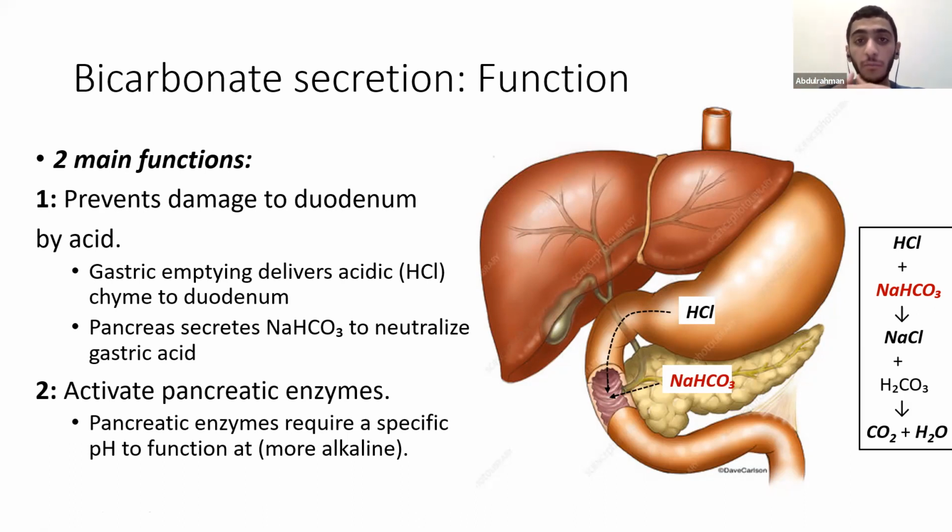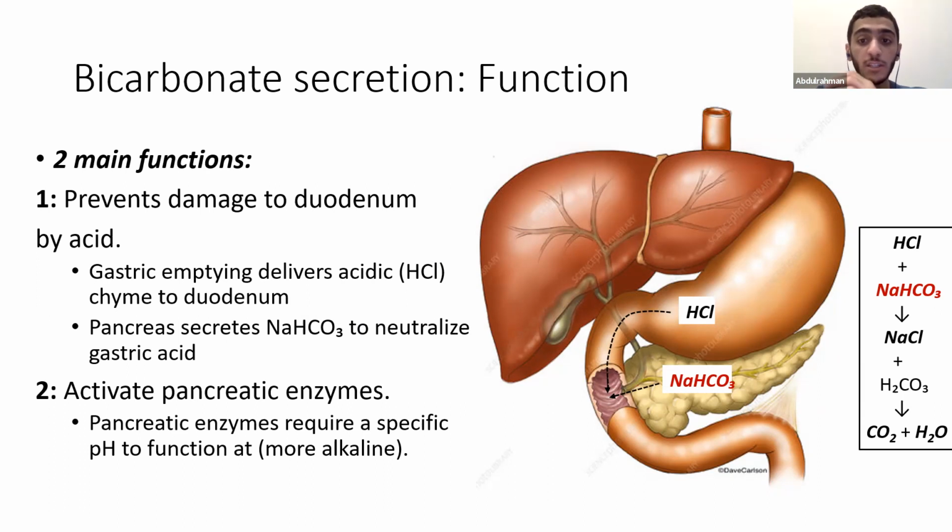It's going to release something that's going to get rid of this acid. And this will be the bicarbonate, or sodium bicarbonate. Its function is to neutralize the gastric acid. If that didn't happen, and if we didn't neutralize the gastric acid, then the small intestines, which is not used to this acidic environment, is going to get destroyed by this acid, and we're going to get something known as a peptic ulcer.